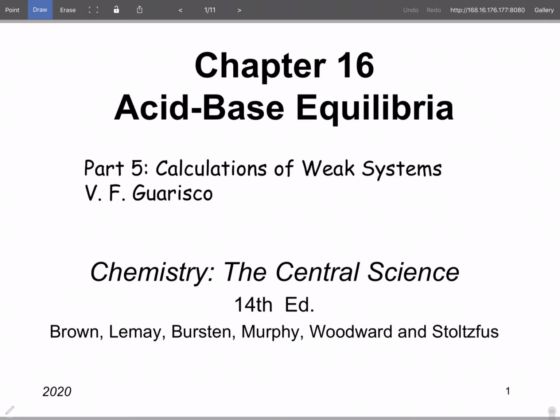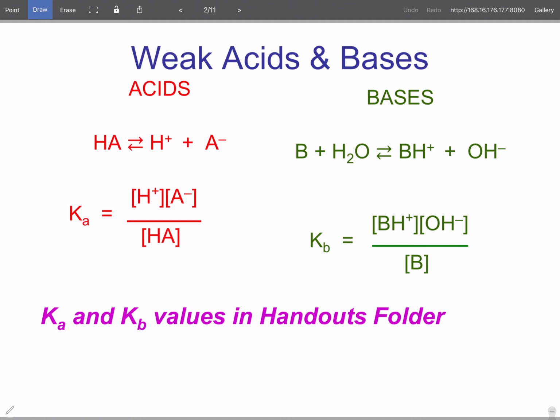This is the acid-base equilibrium, and this is where the fun begins, and by fun I mean calculations of weak acid-base systems. Okay, so here we go. If we look at our acids and our bases, they are really simple K expressions. The only thing that does drop out is water in the base, but other than that, it's the products over the reactants, so the weak systems, etc.